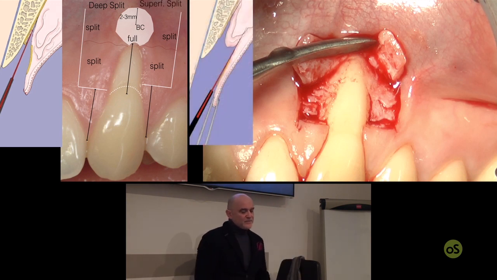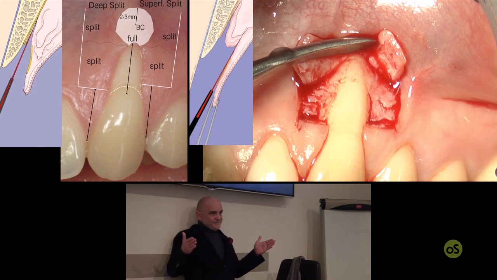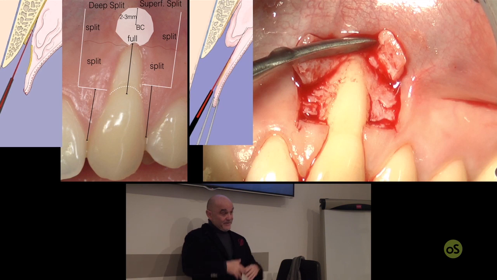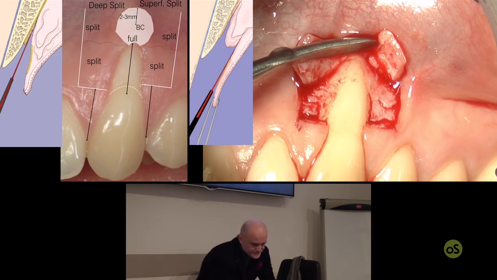Now it's time to go back to the area of the vertical releasing incision, apical to the surgical papilla area. And what is necessary now is to make a deep incision.